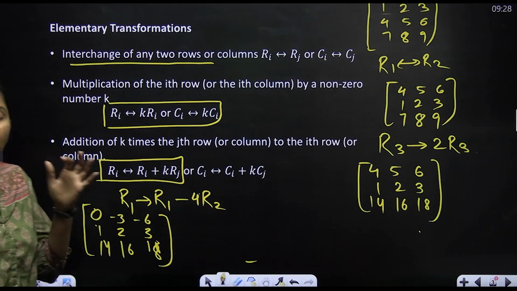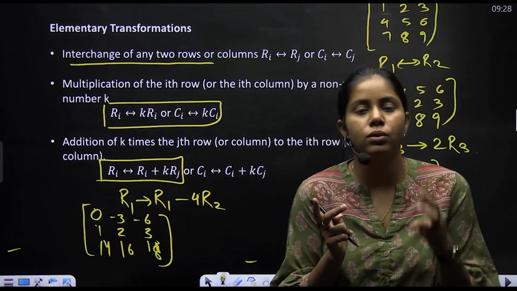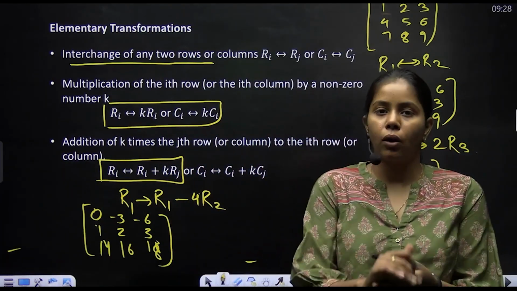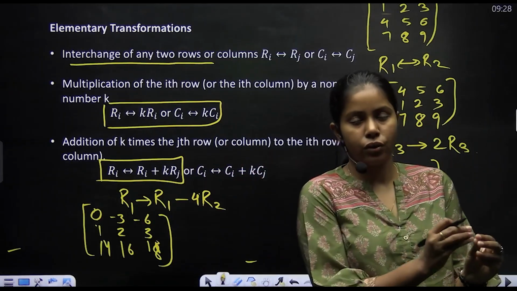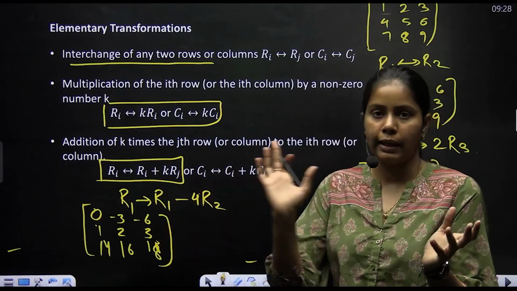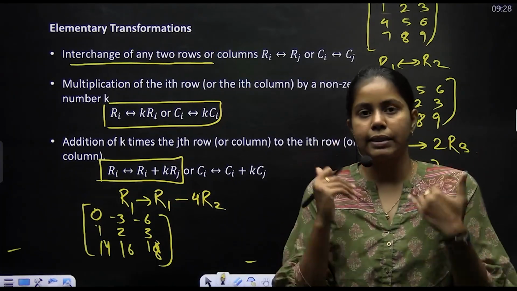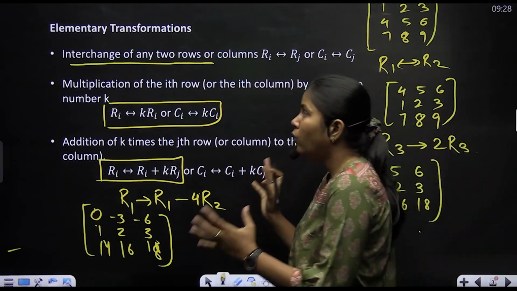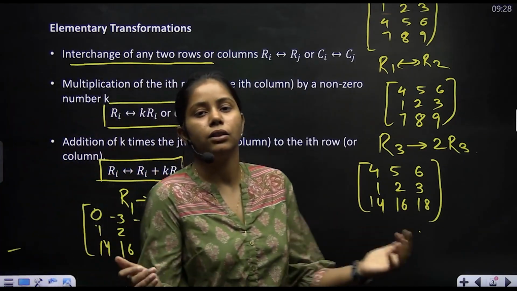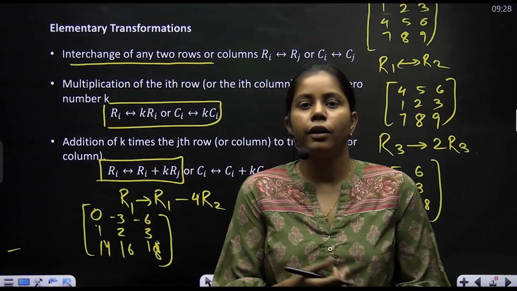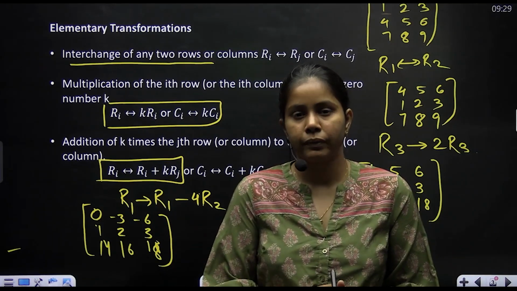So these are called elementary transformations. What are elementary transformations? I can interchange any two rows, I can multiply any row or column with a scalar, or I can make a change in a row with any other row, multiplying by a scalar and adding it to that particular row in which I need to make a change. These three are my elementary transformations. Now with the help of elementary transformations, I have to convert a matrix into row reduced echelon form. Now the question arises, what is this row reduced echelon form?